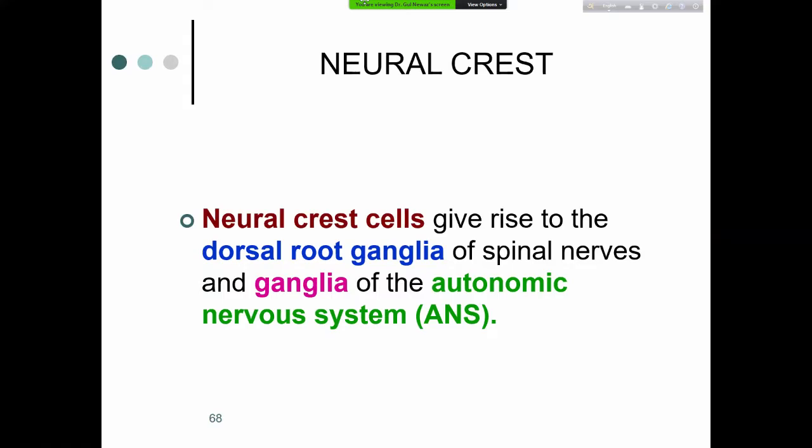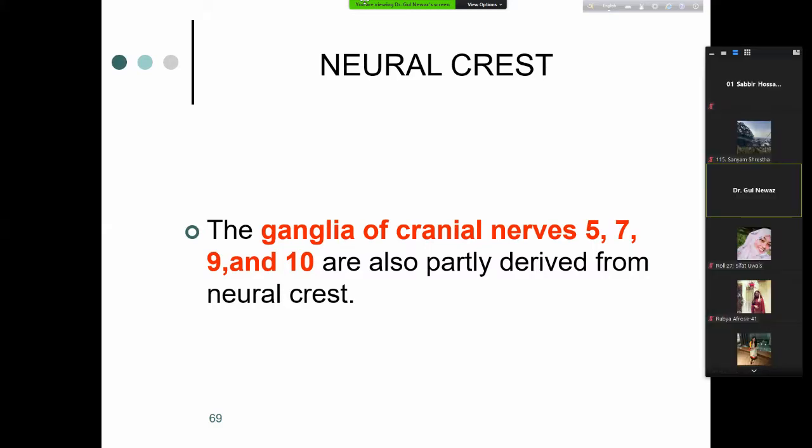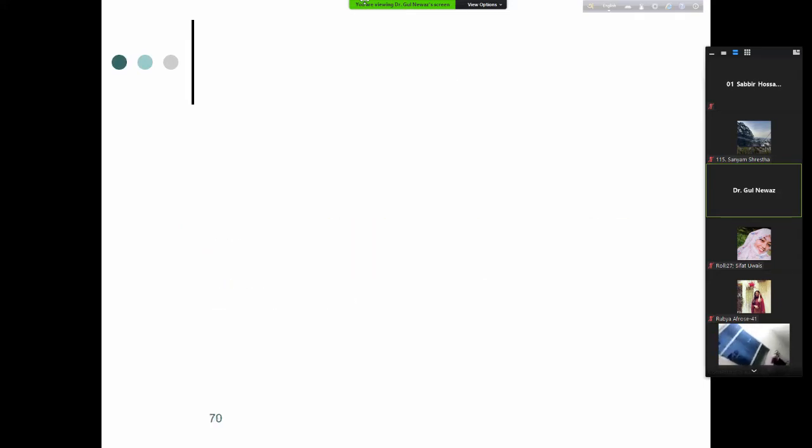Neural crest cells give rise to the dorsal root ganglia of the spinal nerves and the ganglia of all the autonomic nervous system, that is sympathetic ganglia and parasympathetic ganglia. All the ganglia come from neural crest cells. So we will ask where these ganglia come from. Dorsal root ganglia, autonomic ganglia, and some of the cranial nerve ganglia come from neural crest. The ganglia of cranial nerves 5, 7, 9, and 10 are derived from neural crest. Remember, 5, 7, 9, and 10.